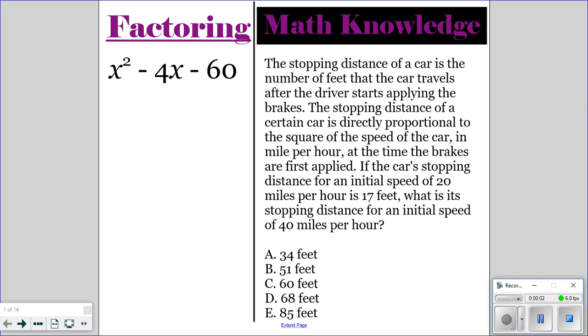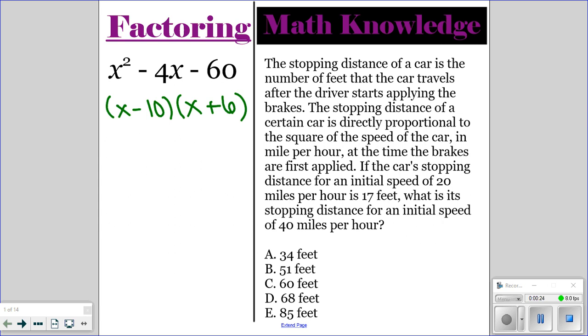Okay, so everyone go ahead and do the factoring and math knowledge question for today. Once you have finished, y'all can unpause the video and I can go over the correct answers. So for the factoring, you should have x minus 10 times x plus 6. And that would be your answer.